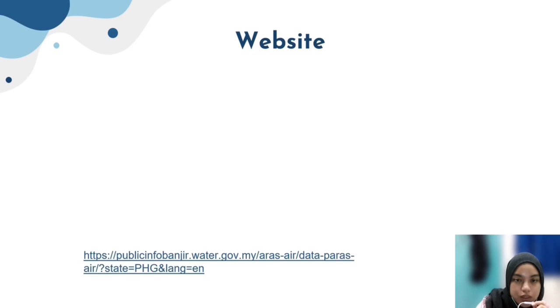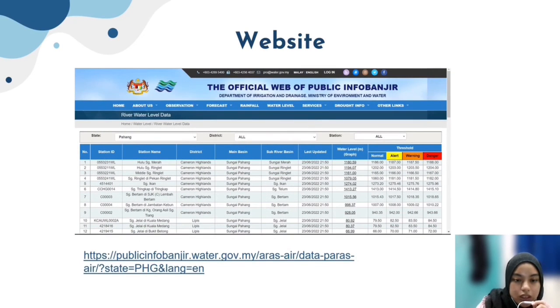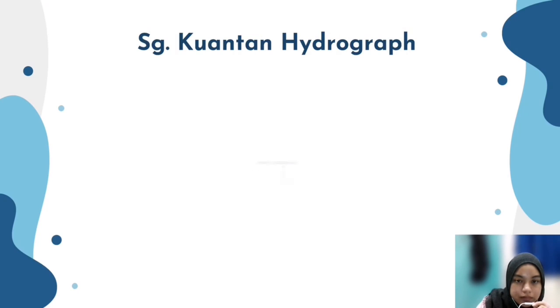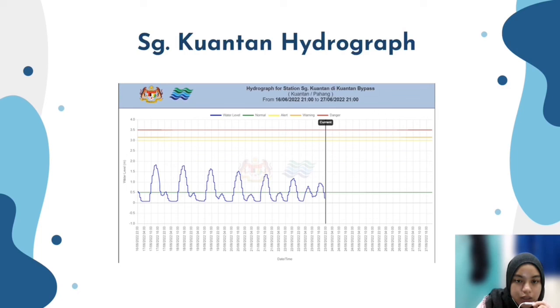For the website, we use public info banjir at water.gov.my to determine the river water level data in Sungai Kuantan. This is the hydrograph for the station Sungai Kuantan at Kuantan Bypass. As we can see in this hydrograph, the water level is in Lomond.